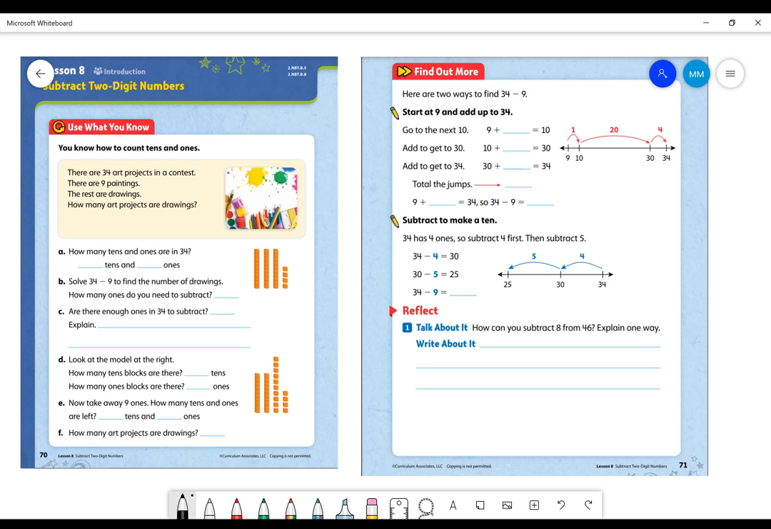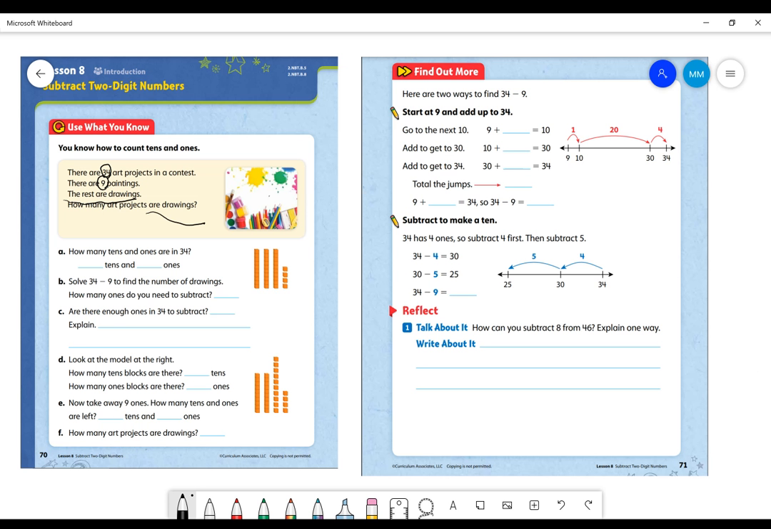So we already know this week that we are going to be subtracting, but let's go back and read that word problem again and see what it's wanting us to find out. It says there are 34 art projects in a contest. So 34, that's an important number. I'm going to circle it. There are 9 paintings. The rest are drawings. How many art projects are drawings? Whoa, that was a crooked line.